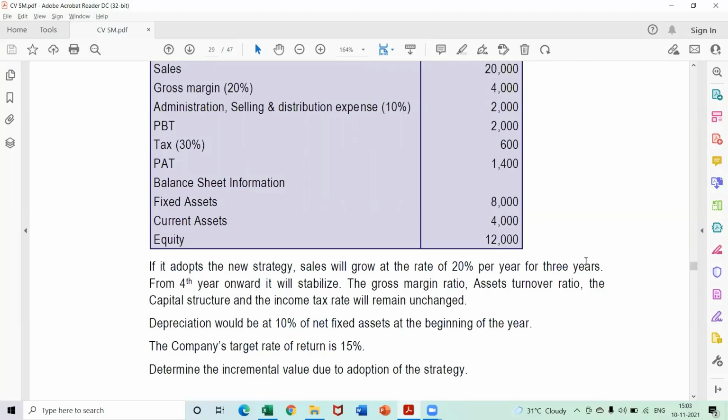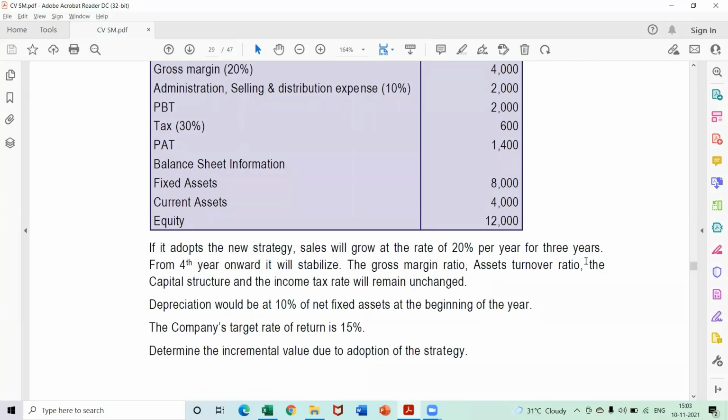So the gross margin ratio will always be 20% on sales. Asset turnover ratio will be the same, so fixed assets as a percentage of sales and current assets as a percentage of sales remain the same, right? Income tax remains the same. Now depreciation would be at 10% of net fixed assets at the beginning of the year. And you have the company's target rate of return as 15%, that is, the discount rate is 15%. Now what is being asked? Determine the incremental value due to adoption of the strategy.